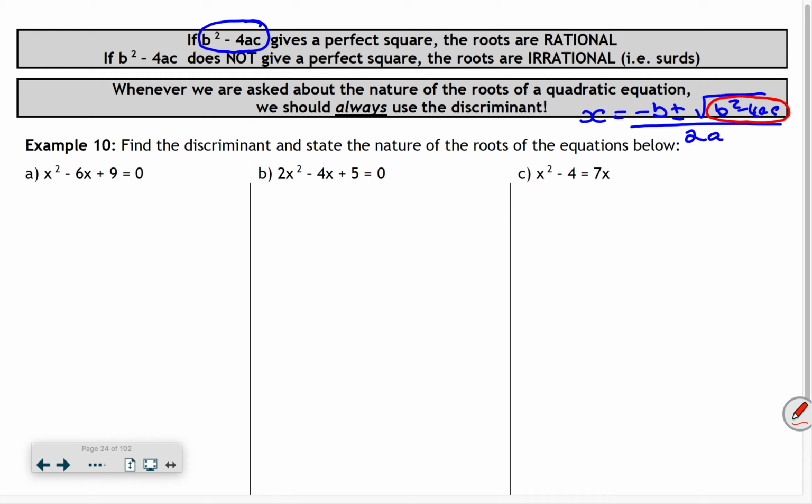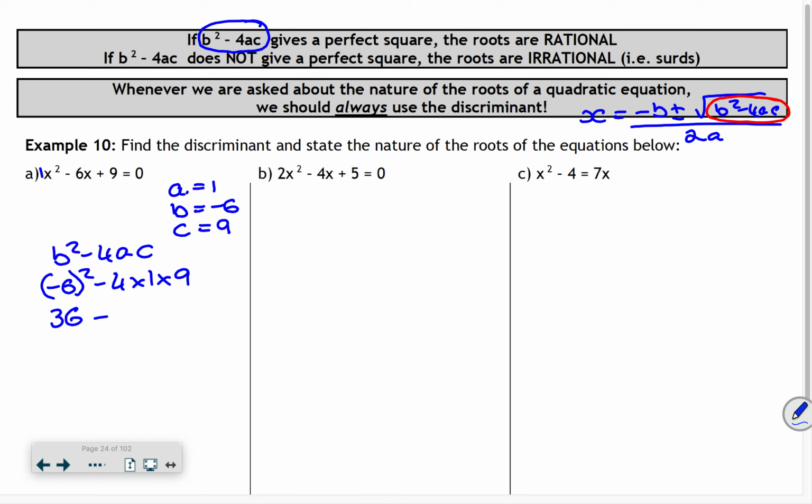So example 10, it says, find the discriminant and state the nature of the roots. To do this, we find the values of a, b, and c. In this situation, a is 1, b is minus 6, and c is 9. So we have b squared minus 4ac. Put those values in. So we get minus 6 squared minus 4 times 1 times 9. So that will be 36 minus 36, which equals 0.